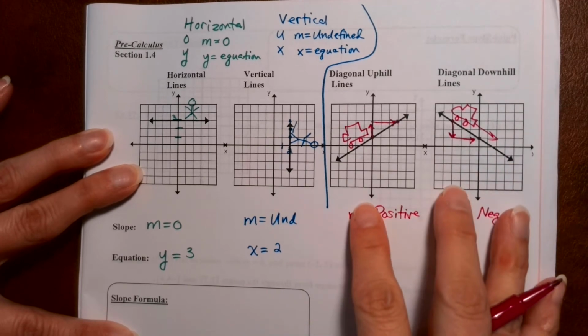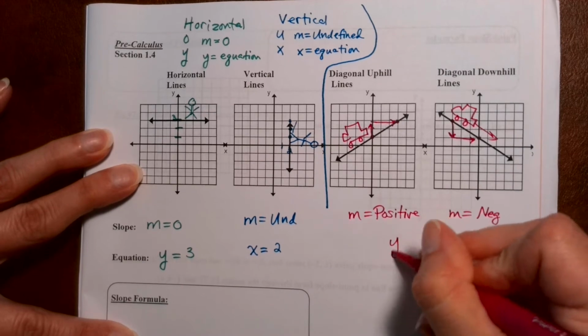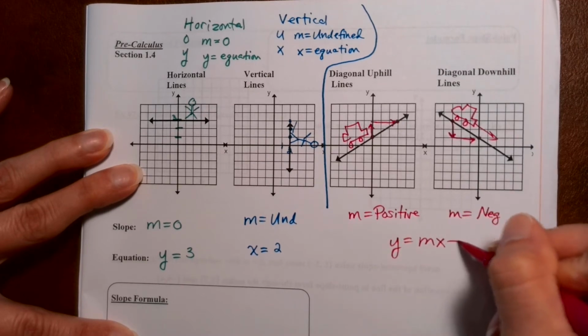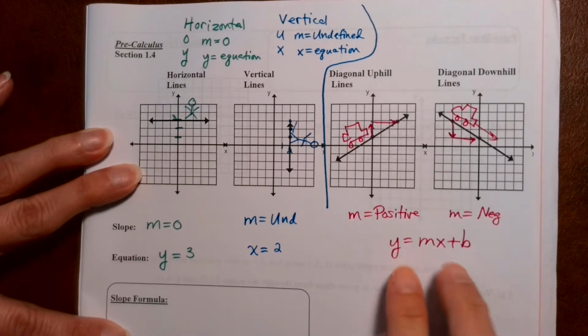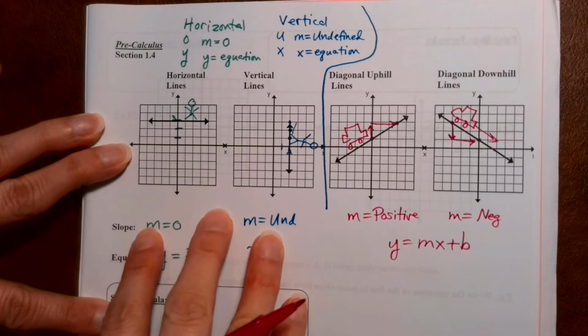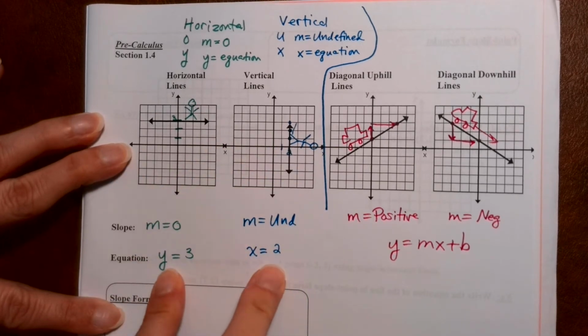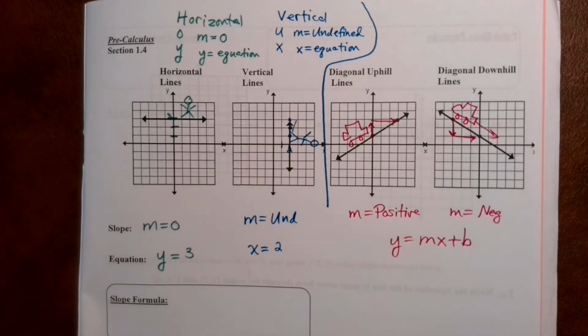For both of these equations, when your line is diagonal, you're going to have y equals mx plus b as your equation. You're going to have y's and x's as your variables. When you are vertical or horizontal, when you run these special lines, you only get one letter in your equation. I hope it's all coming back to you.